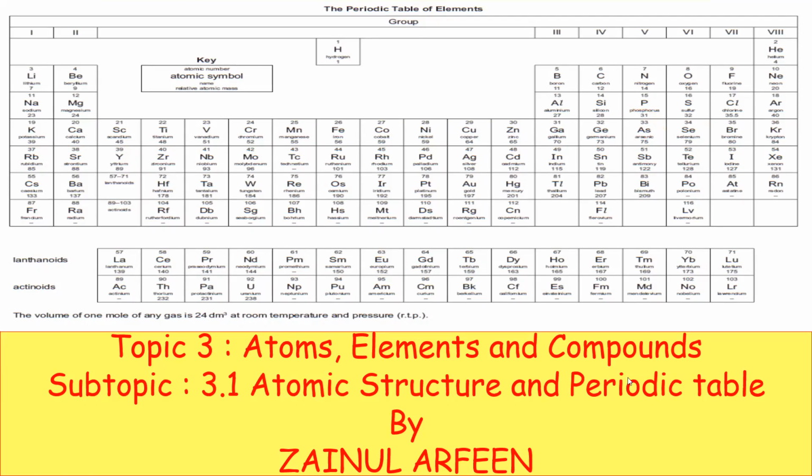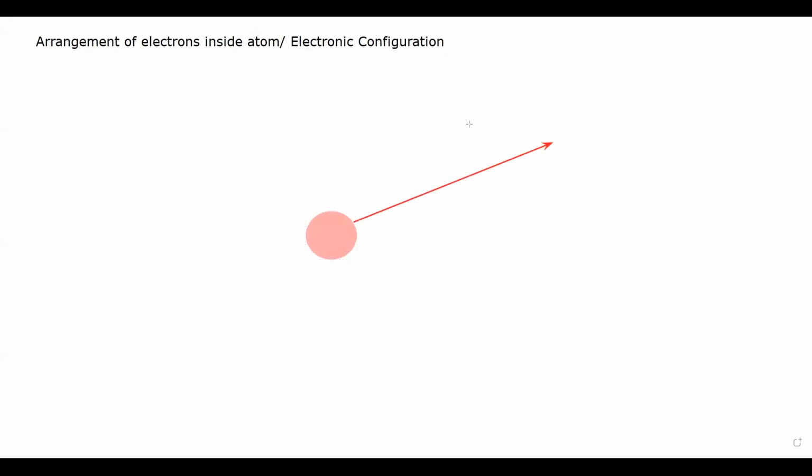Then after finding the total number of electrons, protons, and neutrons, the arrangement of electrons in an atom is also called electronic configuration. So when we arrange the electrons inside an atom, we call that electronic configuration. For any atom, the center part is called the nucleus. Inside the nucleus you have particles such as neutrons and protons.